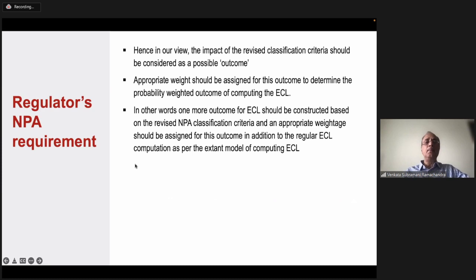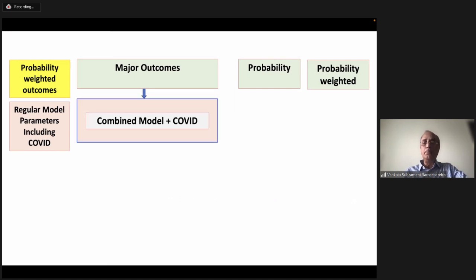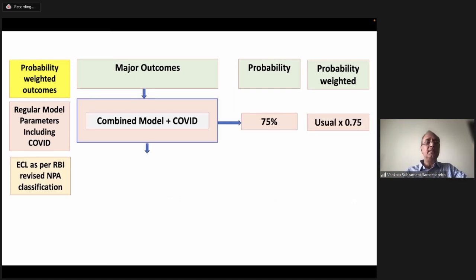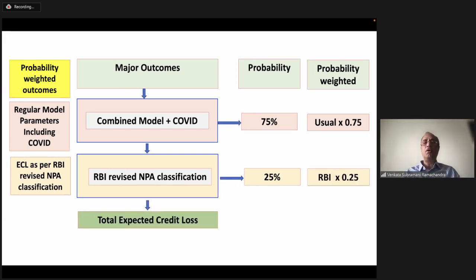But then what we did was we took this RBI thing as sort of another scenario. So we said that, okay, regular model parameters, including COVID, is one outcome. Then the second outcome is the outcome as per RBI revised NPA classification. Calculate the ECL based on that and assign a probability of 25%. Then you get the probability weighted average of both these. So we are doing justice to the RBI revised NPA classification as well.